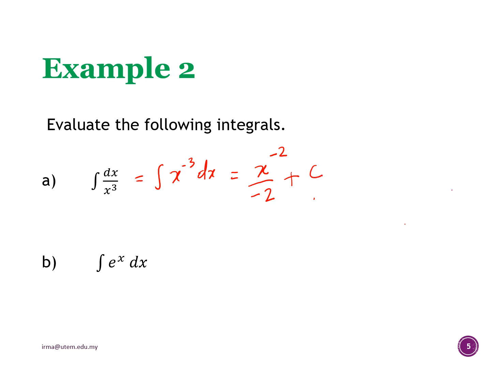Right, we can write this as negative 1 over 2x squared plus c. Okay, so next question, exponent x. This is from the table, if you still remember. So integrate exponent x, you will get exponent x plus c.